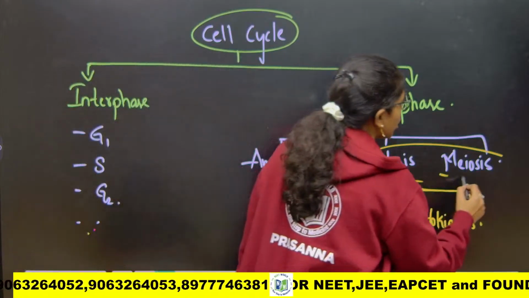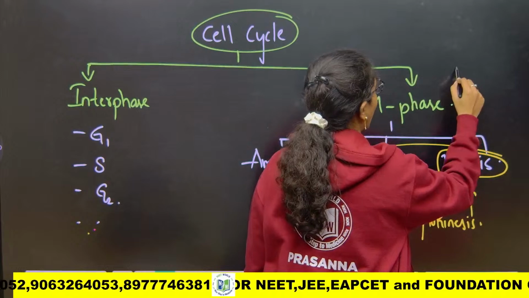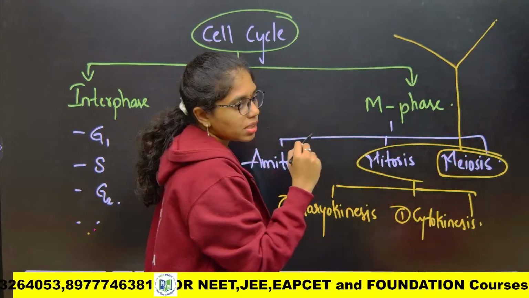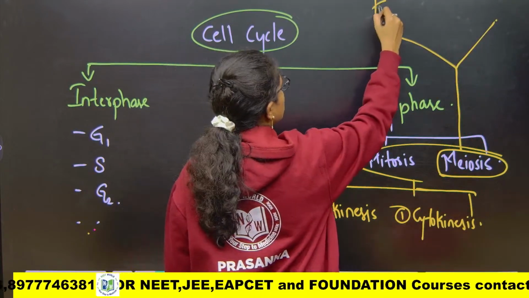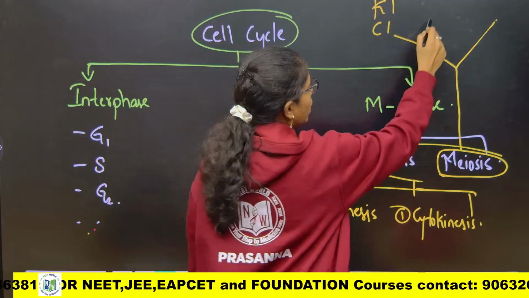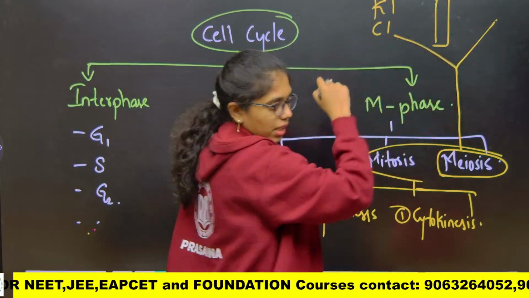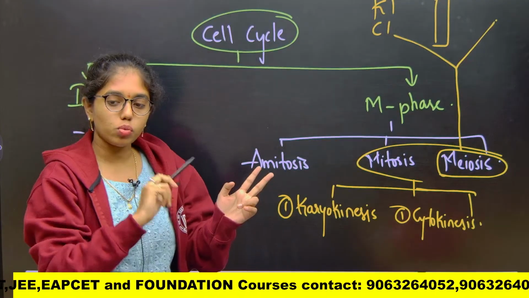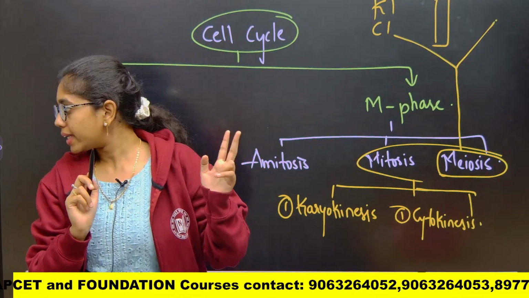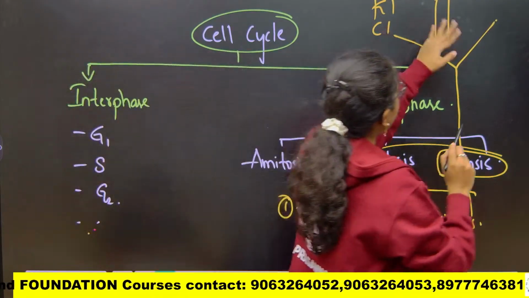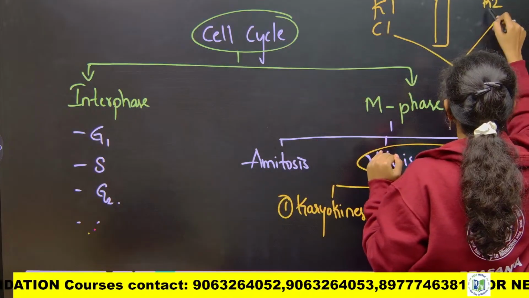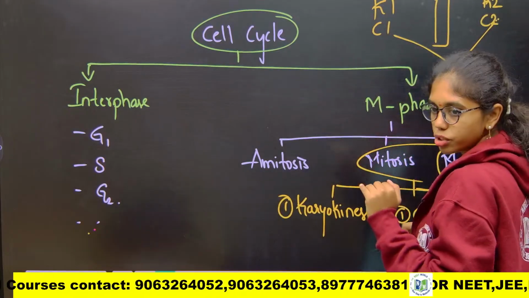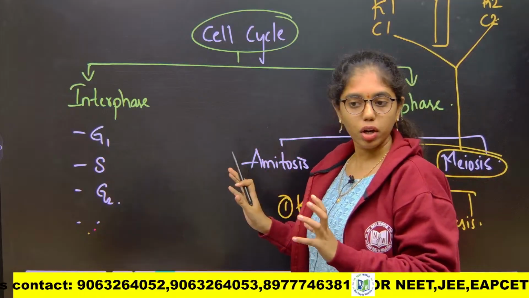When it comes to meiosis, you have two karyokinesis and two cytokinesis. Karyokinesis 1, cytokinesis 1, followed by an interkinesis. The space between karyokinesis 1 and 2 is called what? Interkinesis. And after interkinesis, you will have karyokinesis 2 and cytokinesis 2. Have you got the framework of the cell cycle?